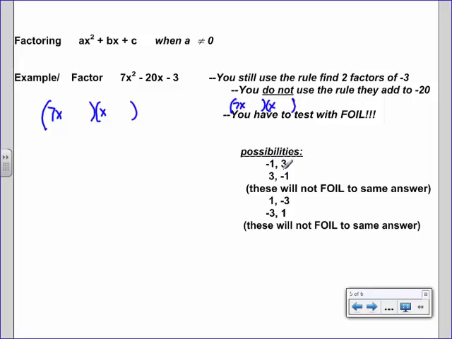-1 and 3, and as we saw, switching positions changes it. 3 and -1, 1 and -3, and -3 and 1. So there's only 4 things we have to try. We'll try the -1 plus 3. That gives us 21x minus x, which is 20x. So that's not it.